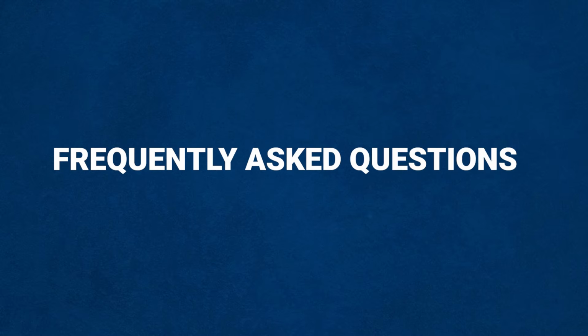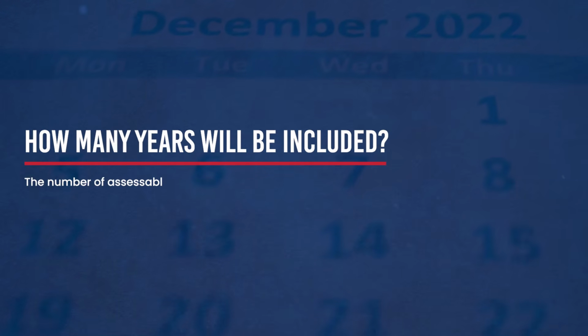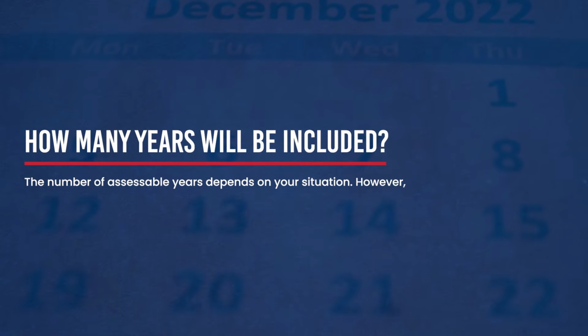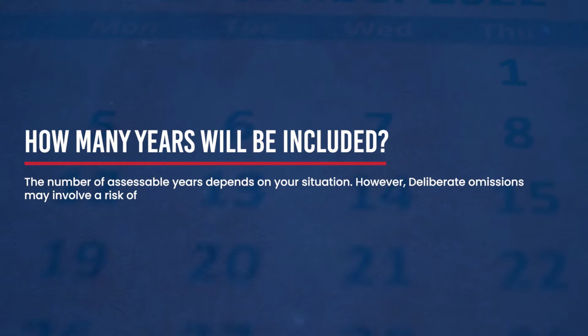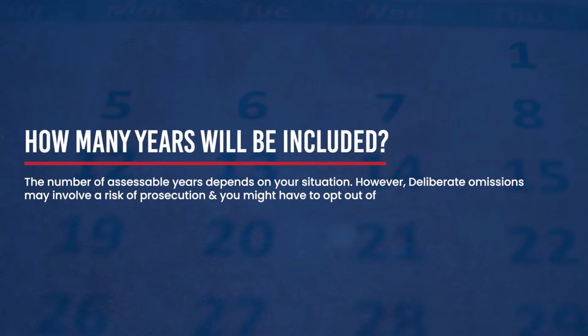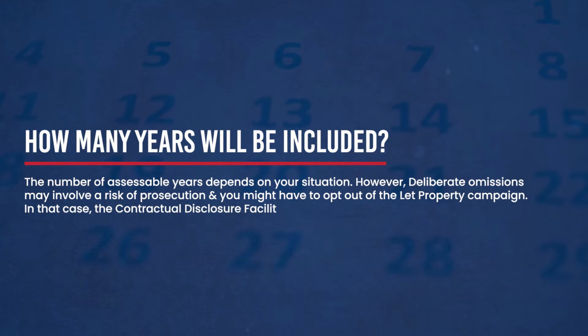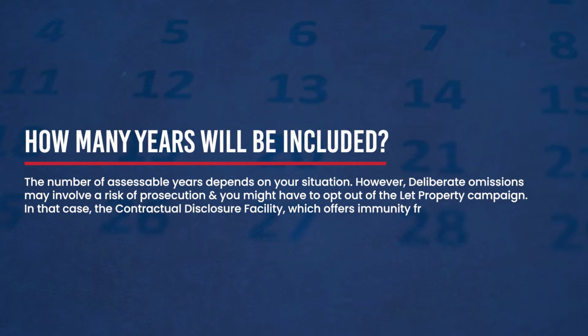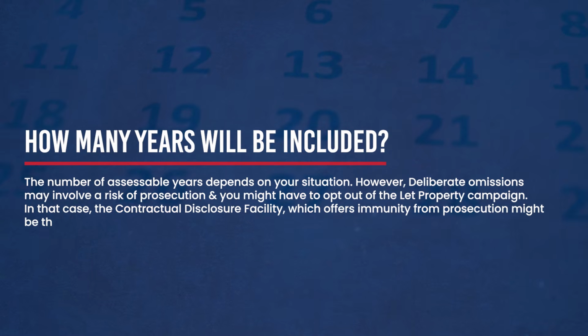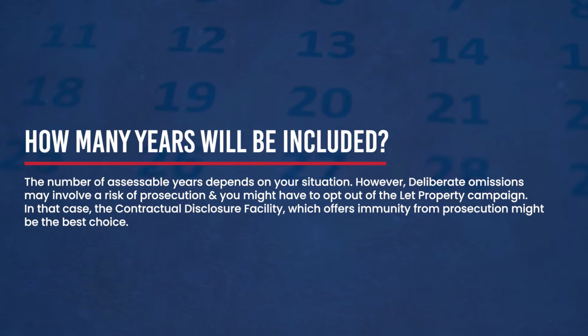There are some frequently asked questions we have been encountering from landlords opting for the Let Property campaign. How many years will be included? The number of assessable years depends on your situation. However, deliberate omissions may involve a risk of prosecution, and you might have to opt out of the Let Property campaign. In that case, the contractual disclosure facility, which offers immunity from prosecution, might be the best choice.